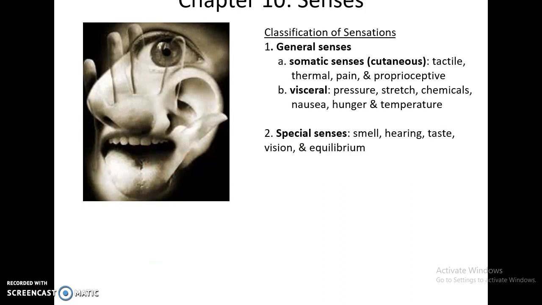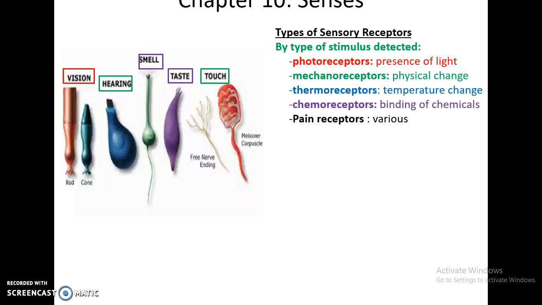There are classifications of sensations. There are the general senses, which include the somatic senses, things associated with the skin, visceral sensations associated with our internal organs, and the special senses that are localized to the head, such as smelling, hearing, taste, vision, and equilibrium.